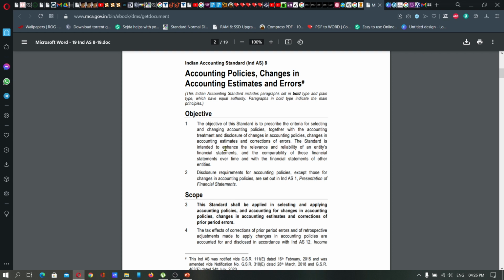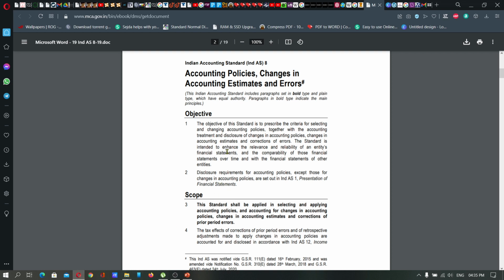The standard is intended to enhance the relevance and reliability of an entity's financial statement. That is the main aspect. If there is a certain pattern or there are certain steps for implementing the accounting policies, and there is a prescribed format for making necessary changes in the accounting policies, it will ultimately ensure the reliability and relevance of the financial statement, and the same financial statement will be rigid, uniform, and transparent, that ultimately helps the investors in analyzing and studying the financial statement and helps in taking correct decisions.